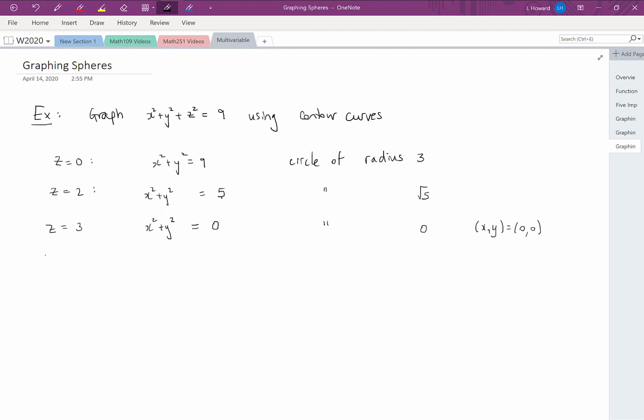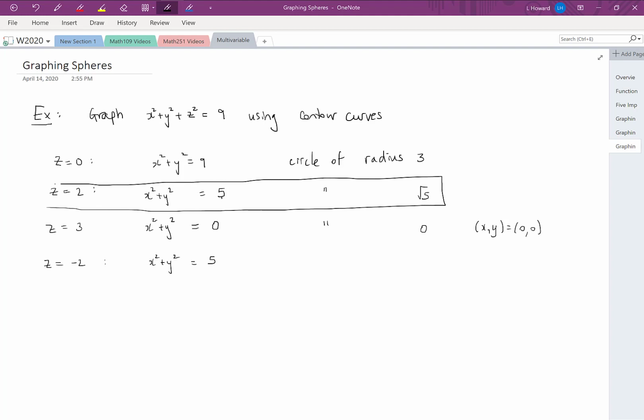Okay, let's try a negative z value. Let's go z equals -2, for example. Then we'd have x squared plus y squared plus 4 equals 9. In other words, that takes us back to the situation that we saw above. When z equals 2, we already said that we're producing a circle of radius root 5, and that same thing is going to happen when z equals -2. So circle of radius root 5, and that's telling us that we've got symmetry in the z direction.